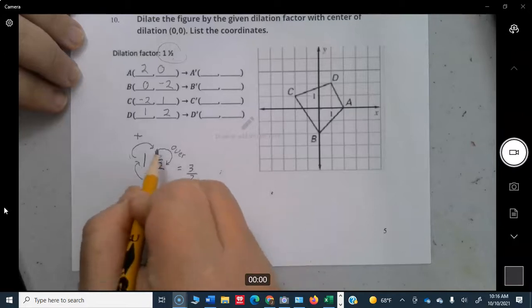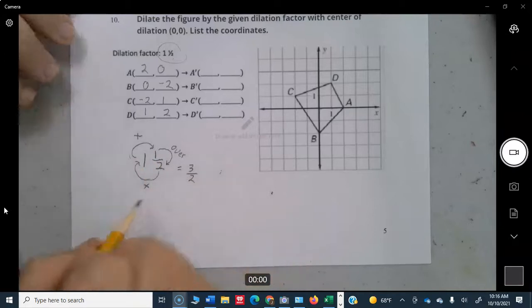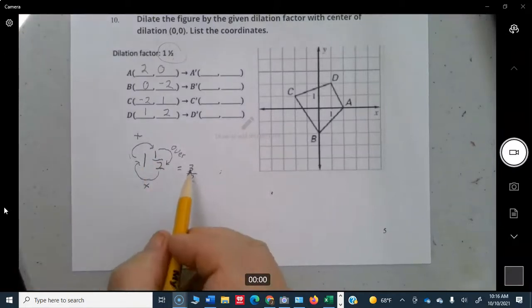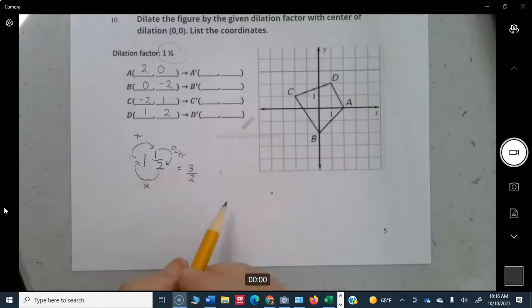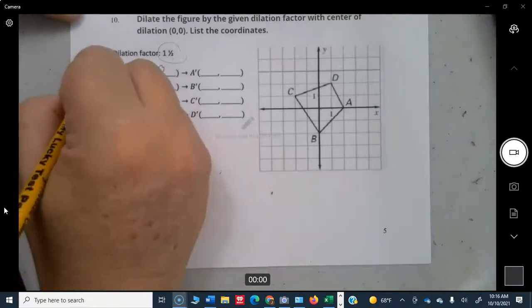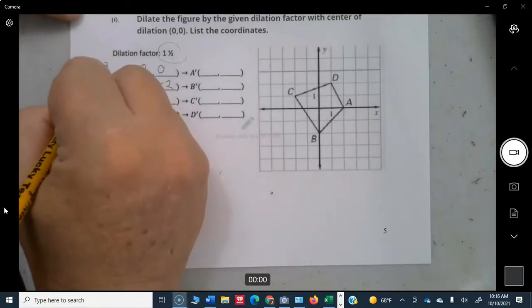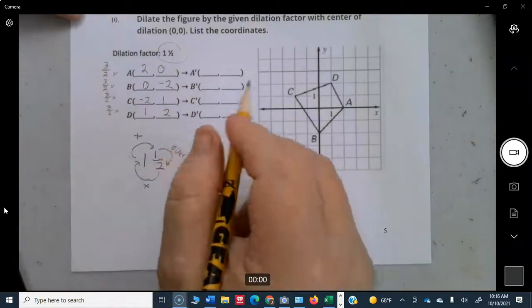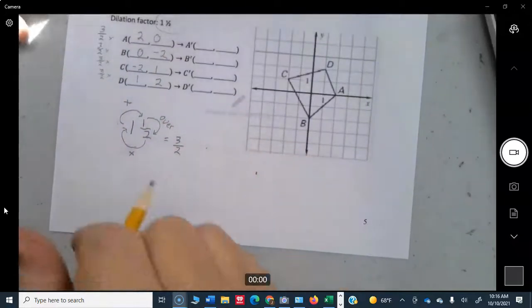You can't do math with a mixed fraction. You have to be in an improper fraction like that. In other words, not mixed like that, to be able to do math. So that means everything here is going to be multiplied by 3 halves. Okay, so 3 halves times 2. Let's come down and do the math.